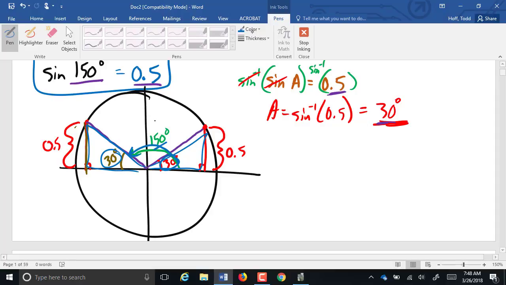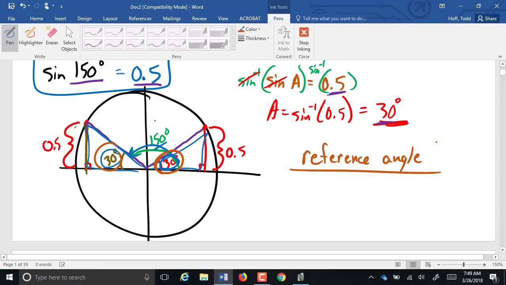The 30 degrees here, and here is what's referred to as a reference angle. The diameter across here, remember we called that a reference diameter.